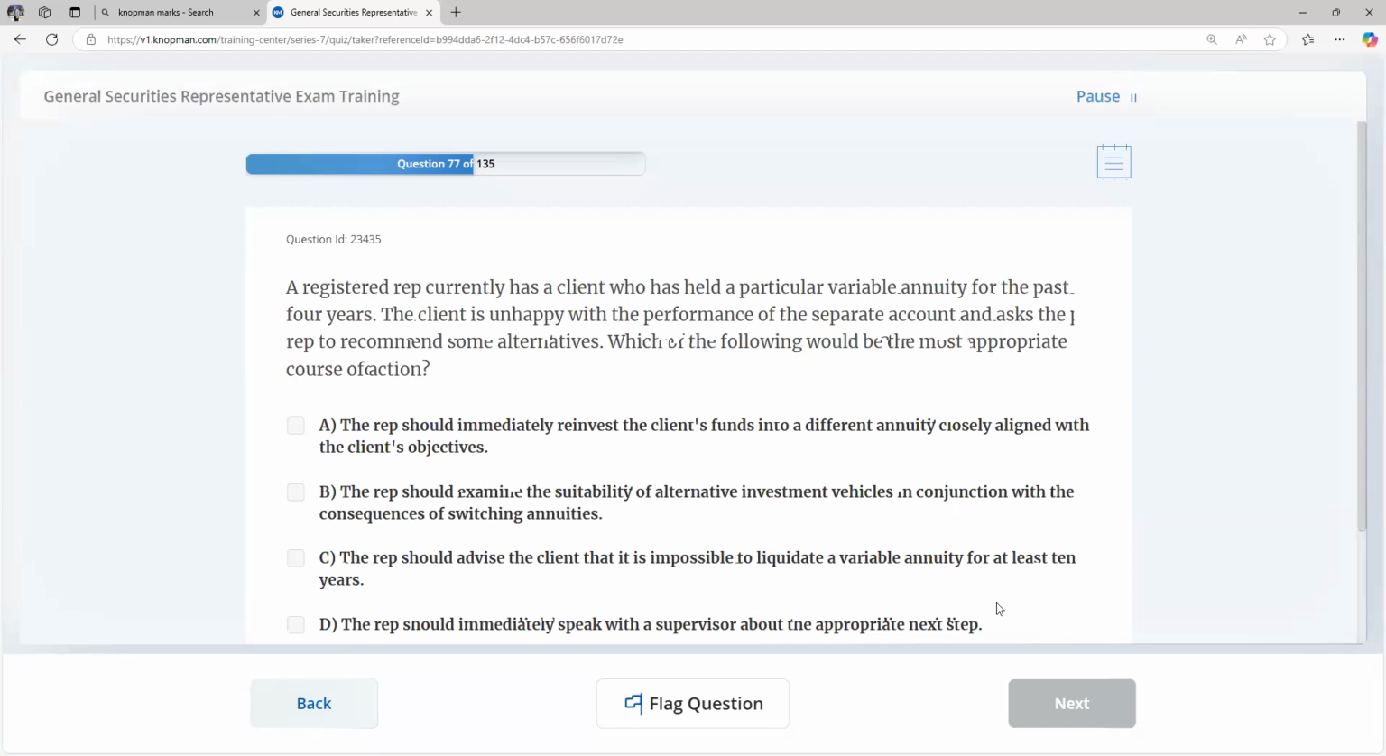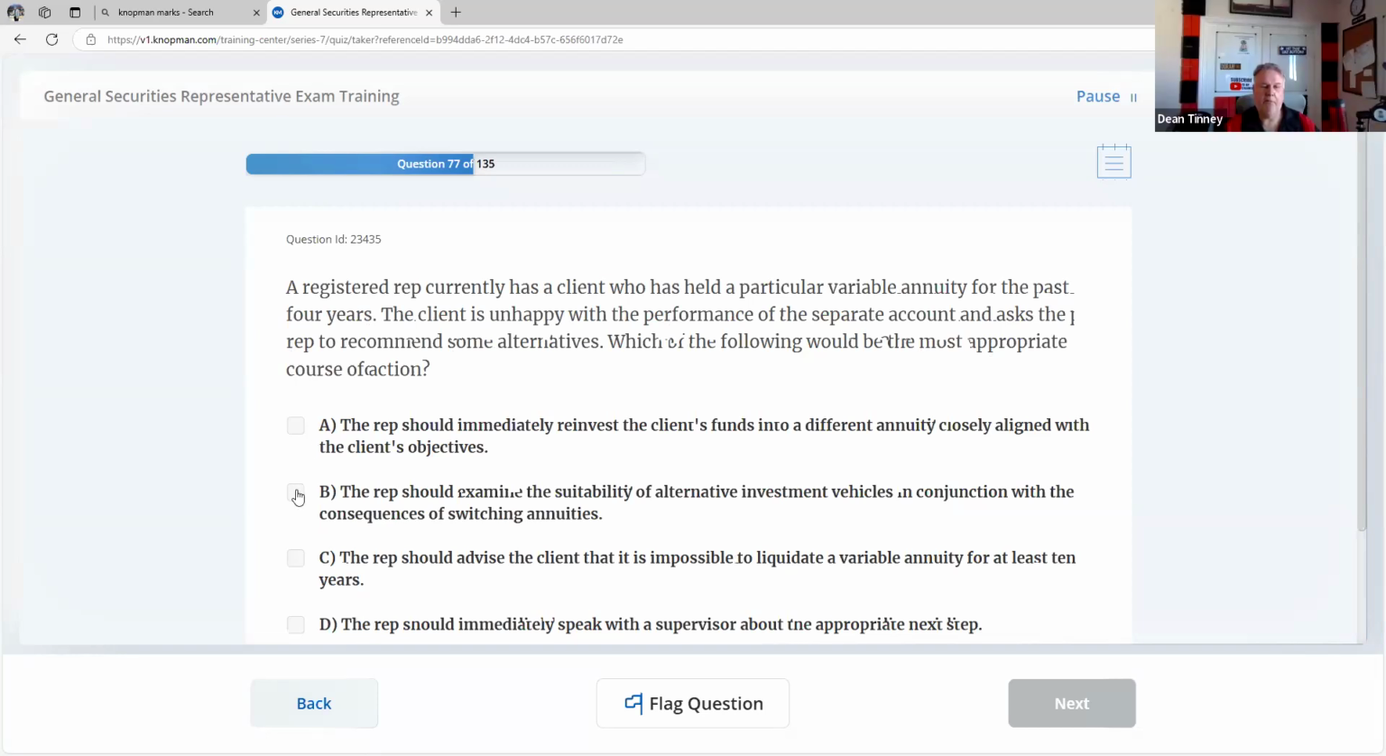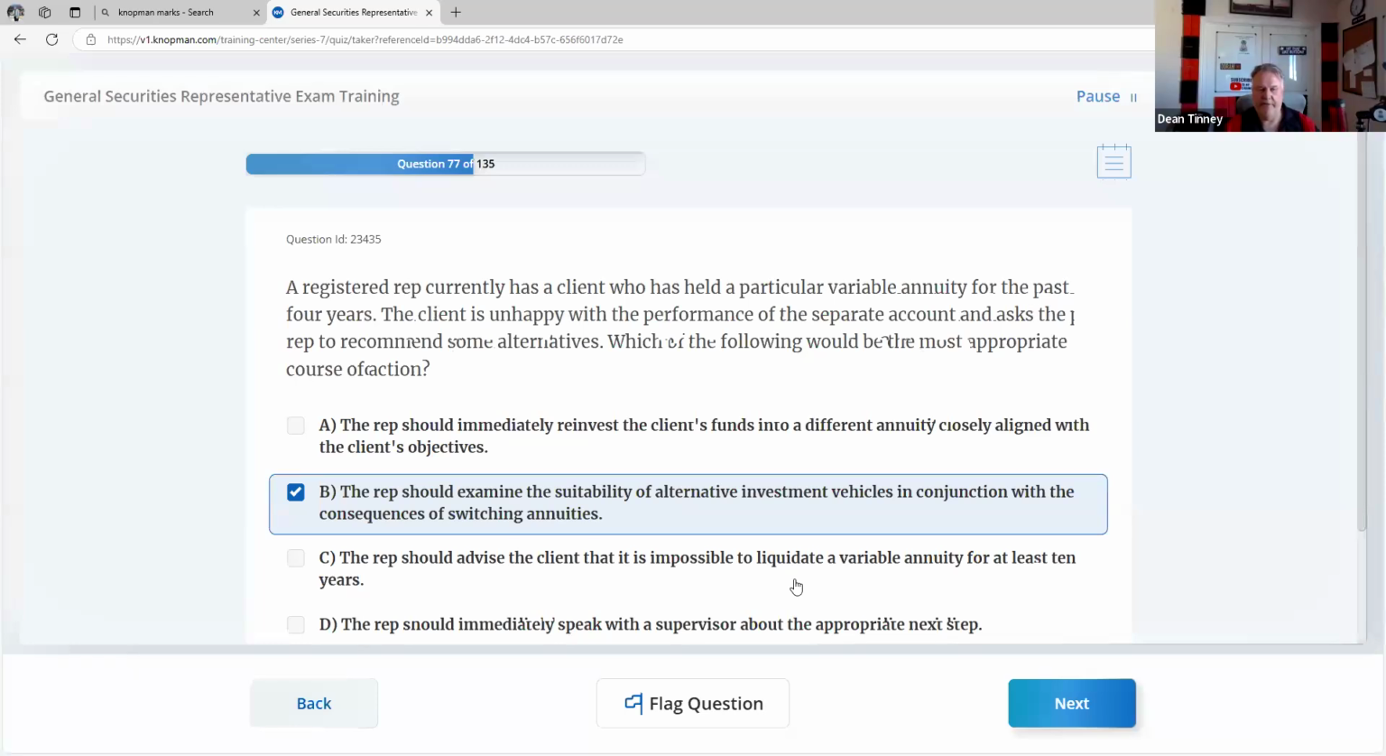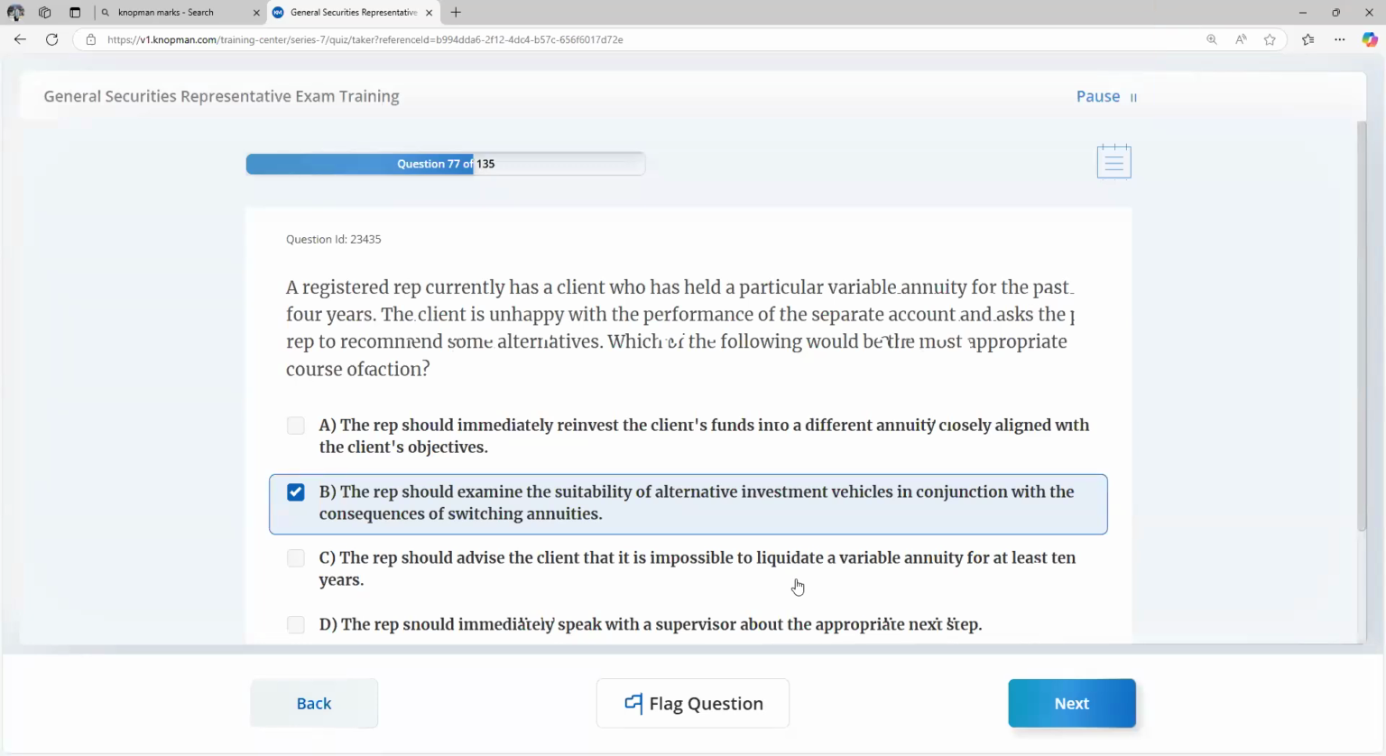The rep should examine suitability of alternative investment vehicles in conjunction with the... I think it's B. Yeah, that seems like the most reasonable answer. But once annuities are annuitized, well, yeah, there's no going backwards at that point. Okay. So yeah, I think B is the best answer.